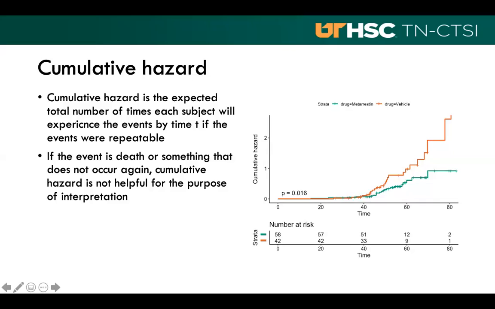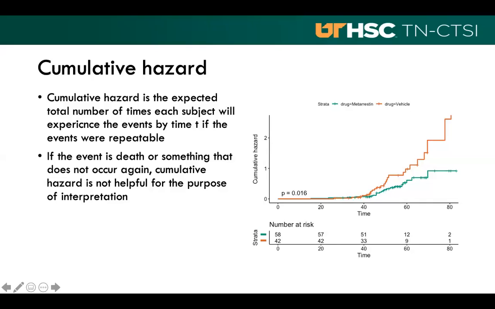So for the metarrestin and the vehicle drug, or the control drug, the cumulative hazard is displayed here. It's related with the survival time and the survival probability, and it is mostly an increasing kind of function. You start from low hazard at the beginning of the study, and the hazard goes up in cumulative hazard. And cumulative hazard can be greater than 1.